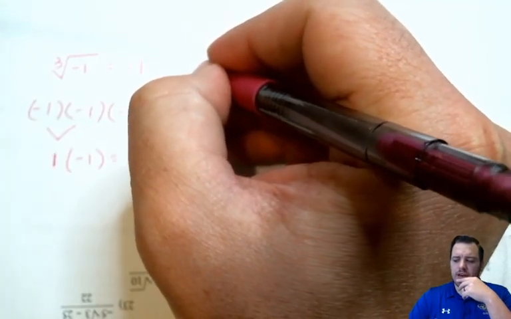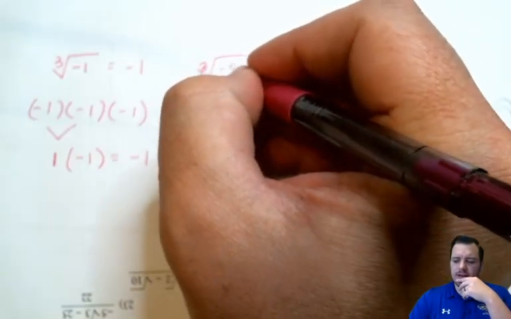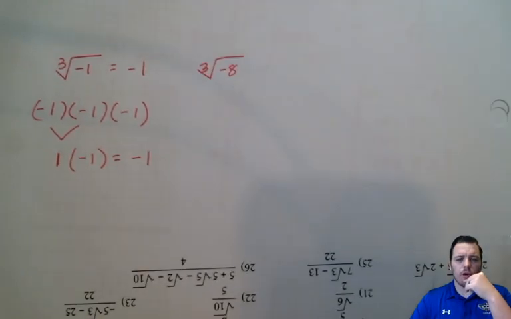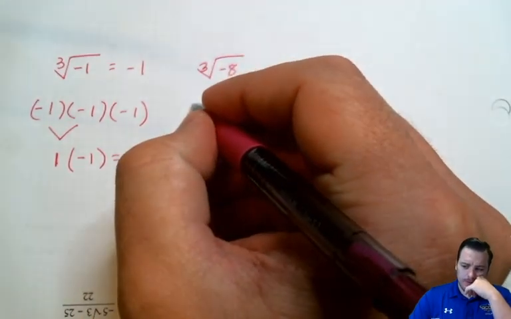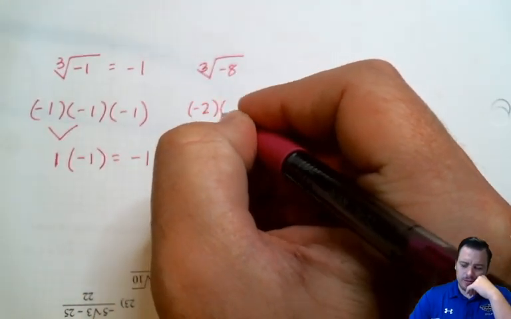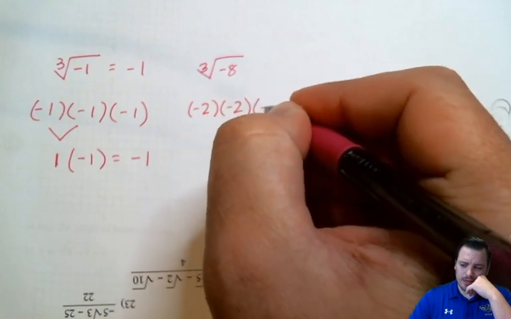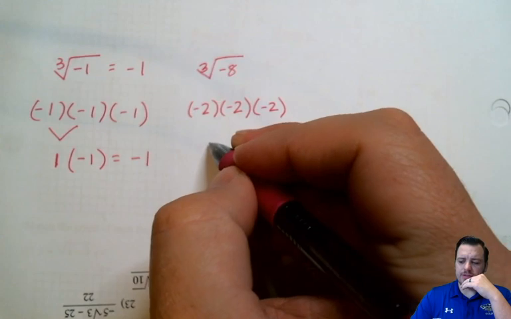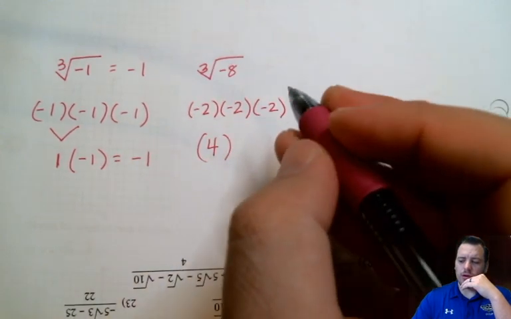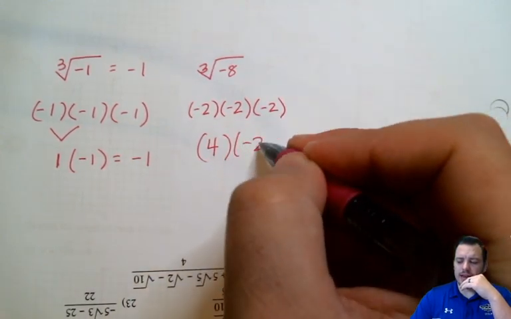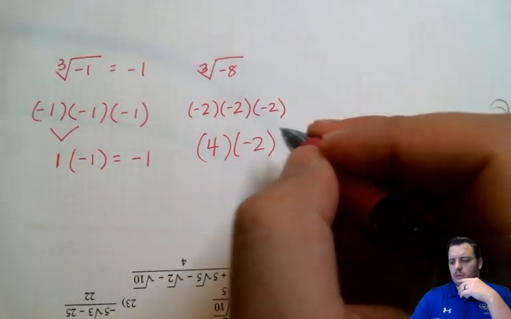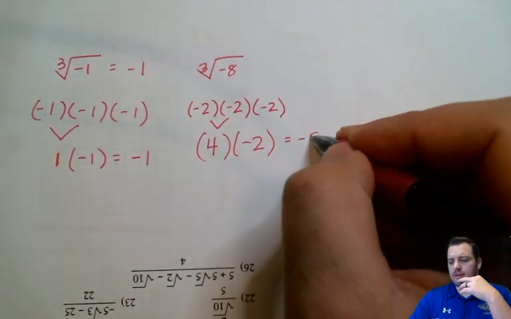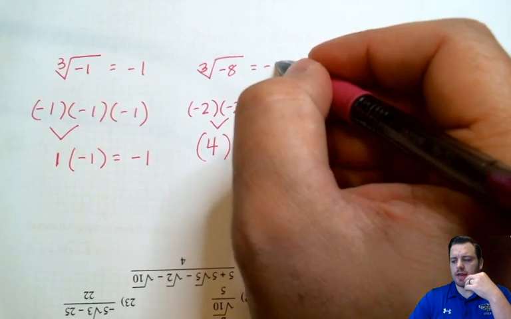Same thing with 8, the next one in line, negative 8. Now, what will multiply by itself 3 times that will give me negative 8? Well, negative 2 times negative 2 times negative 2. Negative 2 times negative 2 is positive 4. Positive 4 times that last negative 2 would be negative 8. So that is equal to negative 2.